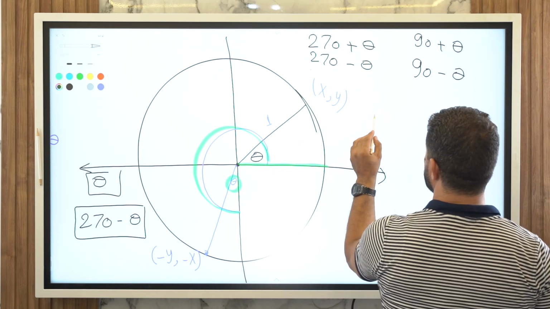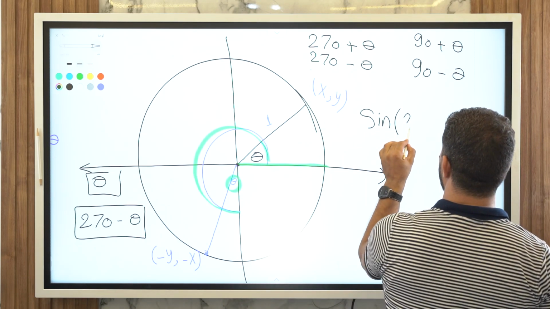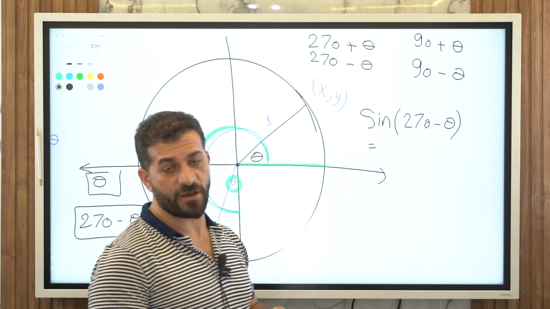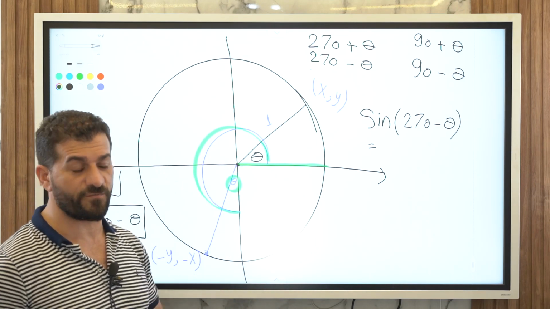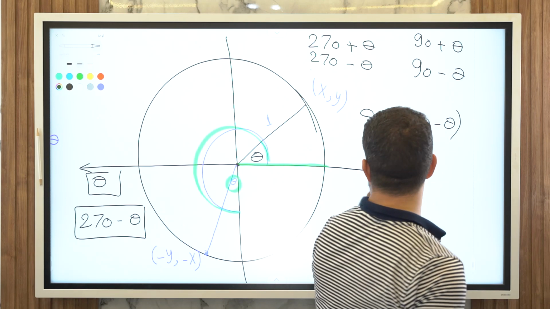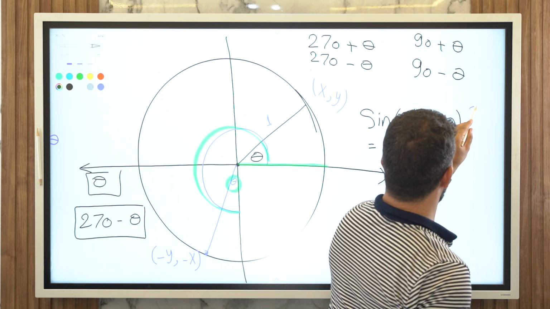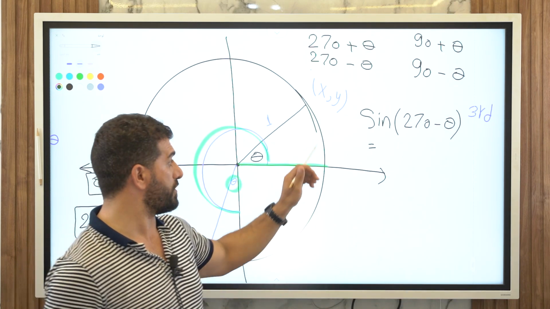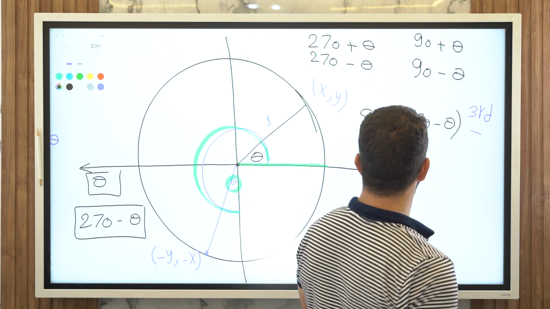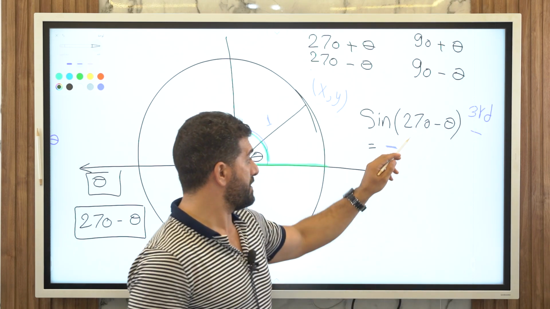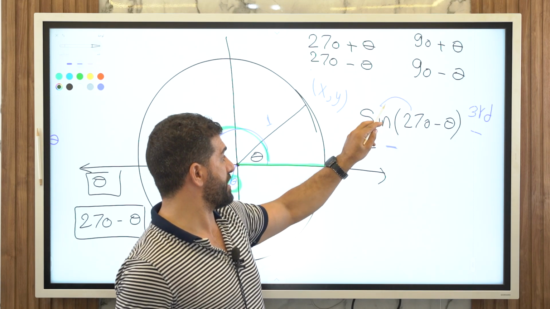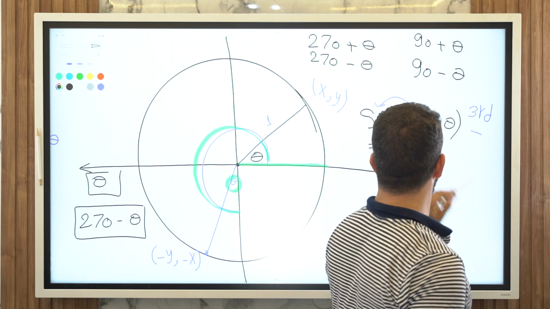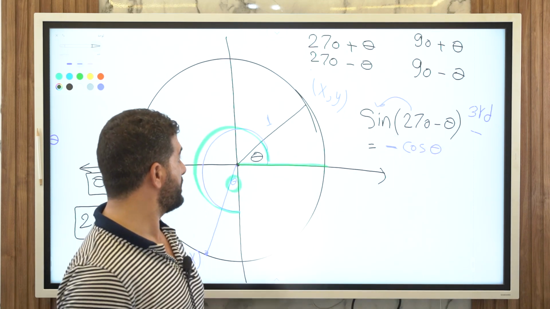So here, sine 270 minus theta. Don't panic yourself every time about drawing a unit circle. Just ask yourself this question: 270 minus theta lies in which quadrant? In the third quadrant. And in the third quadrant, is sine positive or negative? It's negative, so write negative. But as I said before, 270 changes sine into cosine. So that is going to be negative cosine theta.